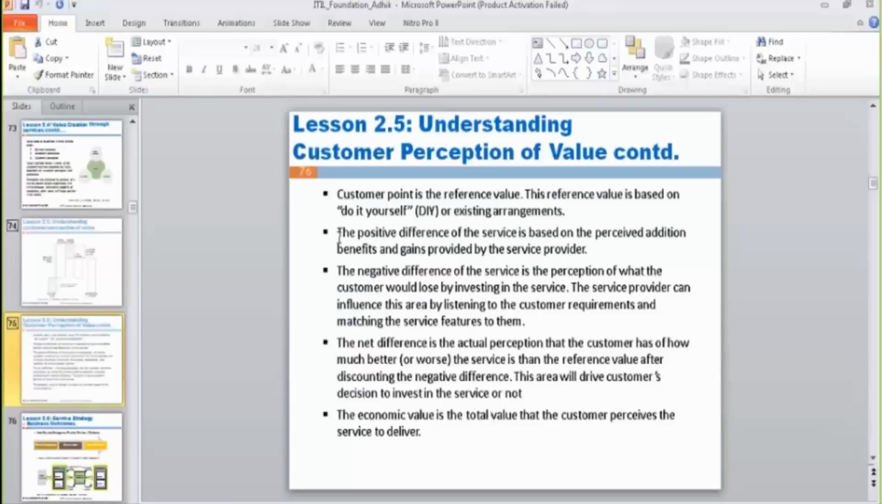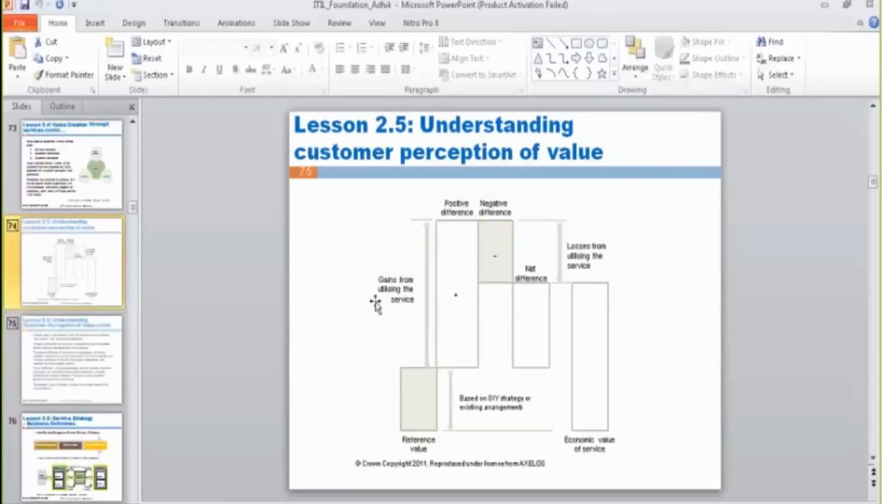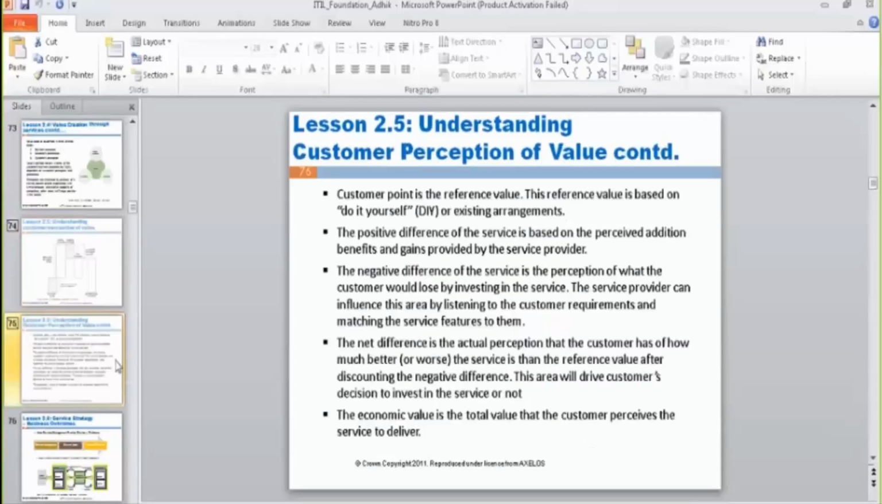Second point, we have the positive difference. So here we have some positive difference, right? So what is this? This positive difference of the service is based on the perceived additional benefit and gains provided by the service provider. So this is the meaning of positive differences.